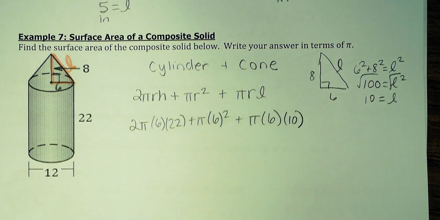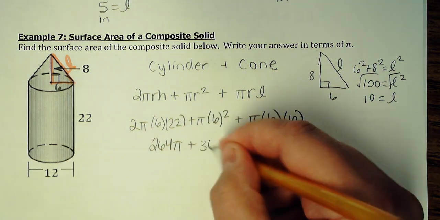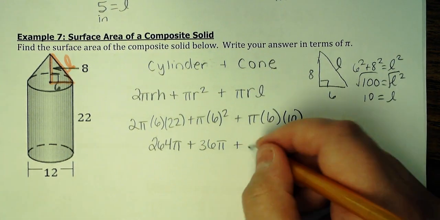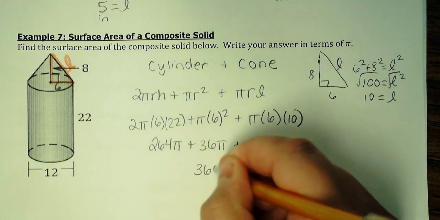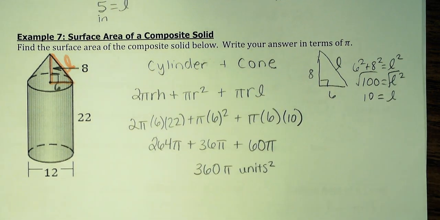Okay, now you can actually leave this whole thing in terms of pi. For the first term, I'm going to do 2 times 6 times 22. This is 264 pi. Pi times 6 squared, 36 pi. And the lateral area of that cone, 6 times 10 is 60. These are all in terms of pi, so I'm just going to add them all up. 264 plus 36 plus 60. And I'm going to get 360 pi. I don't have any labels here on the diagram, so it'd have to be units squared because we are still talking about surface area. And then if you needed to go to the nearest tenth, just do 360 times pi.